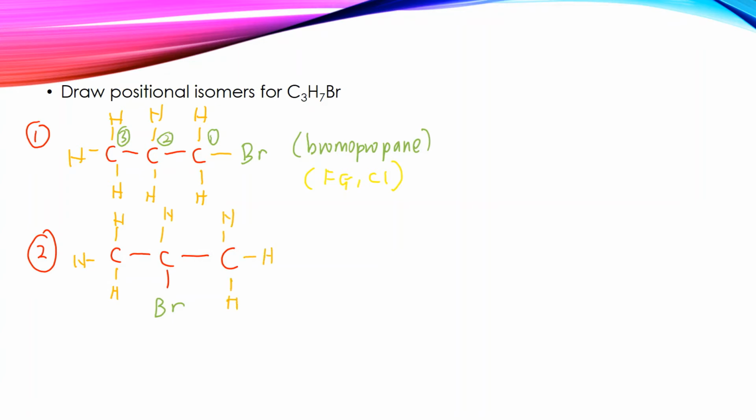So now, apakah nama this isomer? So this isomer disebabkan bromine duduk pada position number 2. That's why the name will be 2-bromo-propane. Okay. So functional group is at carbon number 2.